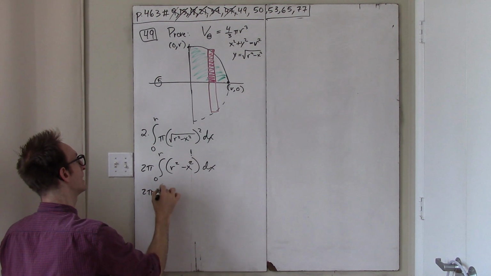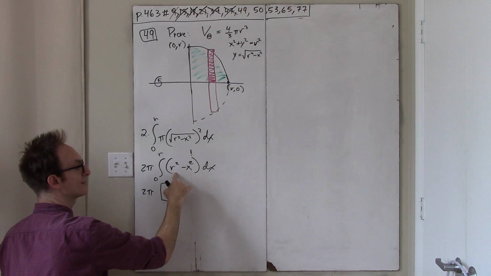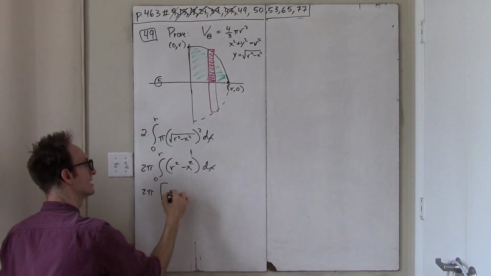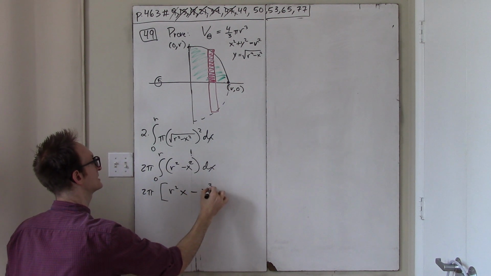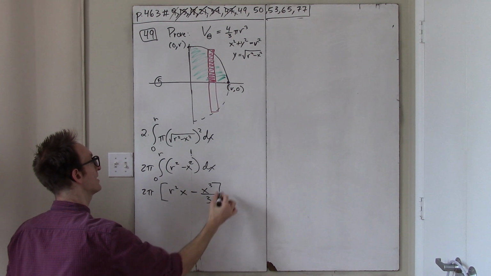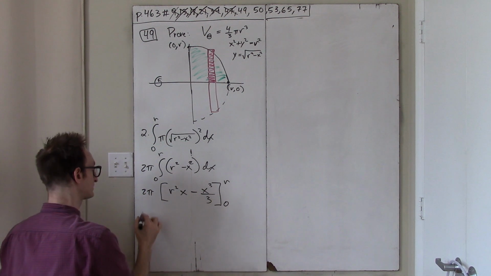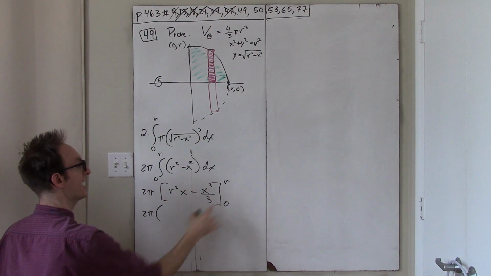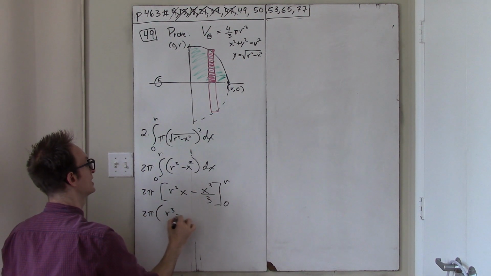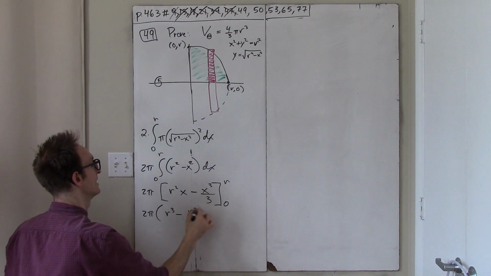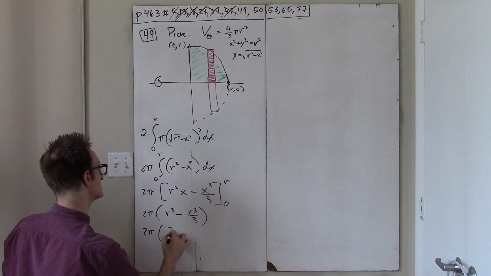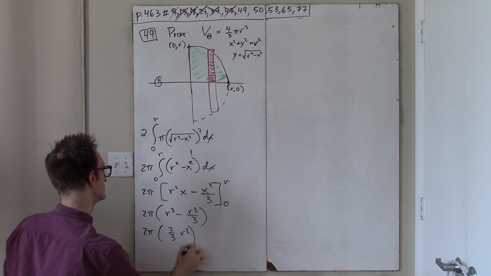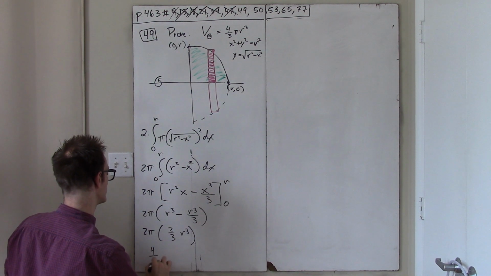So therefore, when it comes to anti-differentiating r squared minus x squared, r squared is just like a constant, so that antiderivative is r squared x minus x cubed over 3, but then evaluated at r and 0. So we get 2 pi times r cubed minus r cubed over 3, and these are all 0, and so this is just 2 pi times 2/3 r cubed, and so this is just 4/3 pi r cubed.